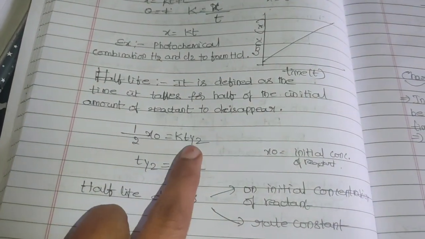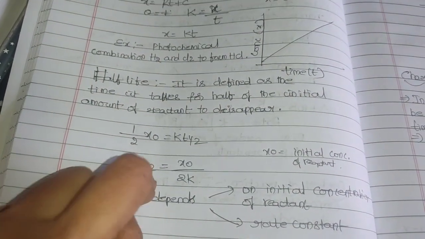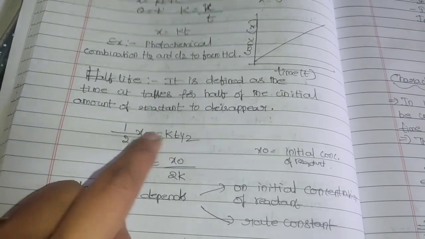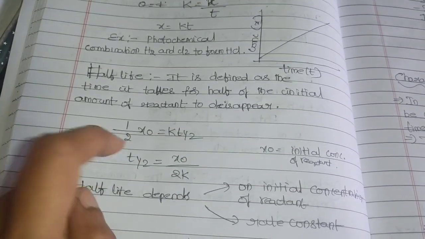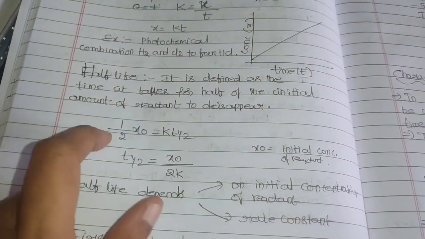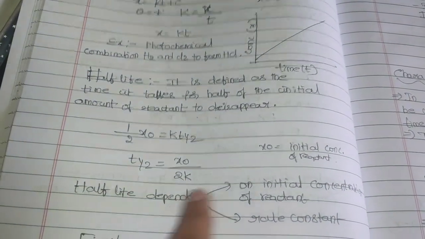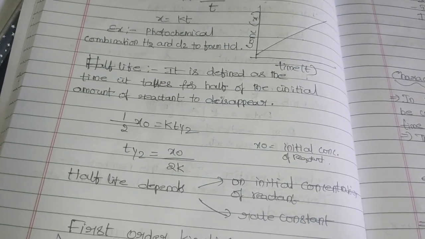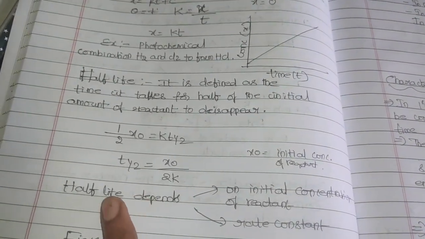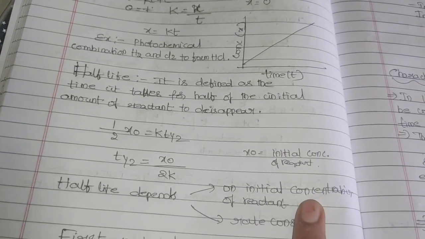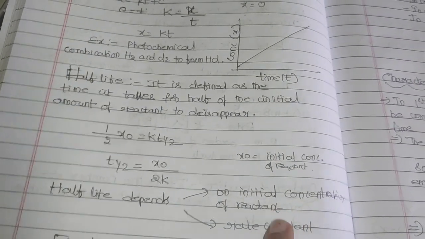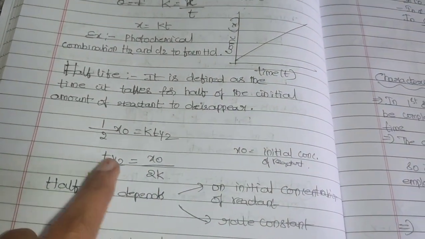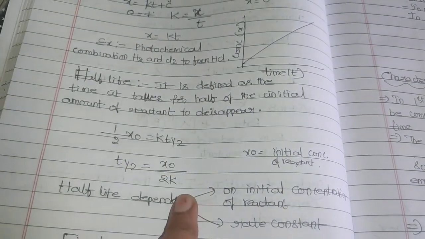So T half is equal to half x0 by k, which comes to x0 by 2k, where x0 is the initial concentration. It is reduced to half in that time. So half-life depends on the initial concentration, how much of the reactant is initially present, and also the rate constant k. So T half is equal to x0 by 2k.